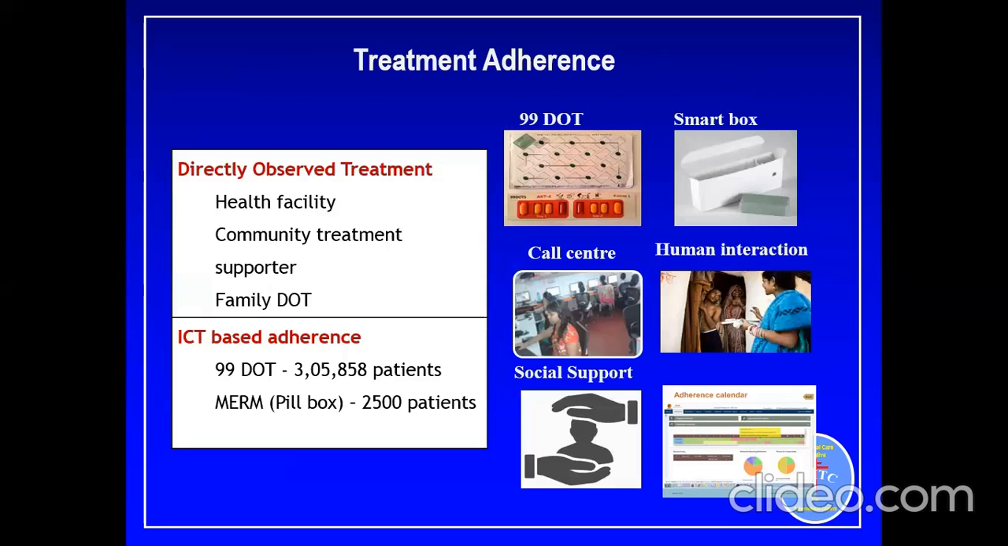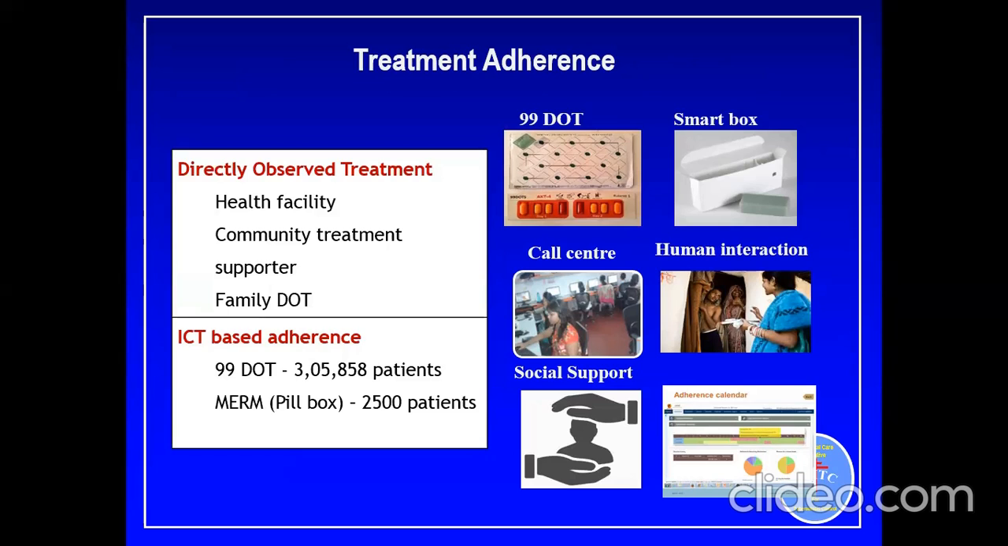So, just because Shilpa wanted me to, I will briefly touch on adherence. I'm not very good at this, but this is what the program has done. So directly observed treatment was first when the RNTCP was started. Then directly observed treatment was the aim for giving tuberculosis treatment.